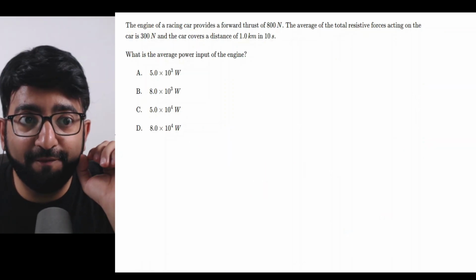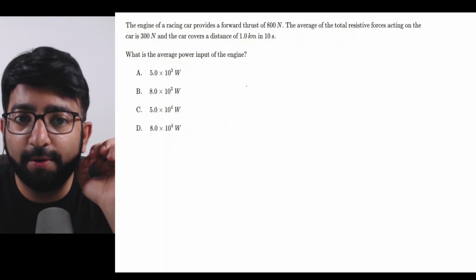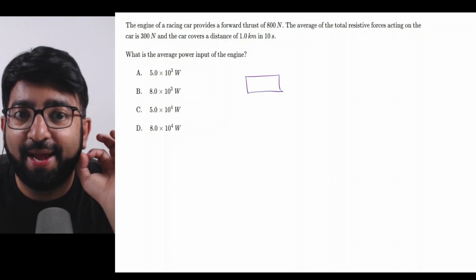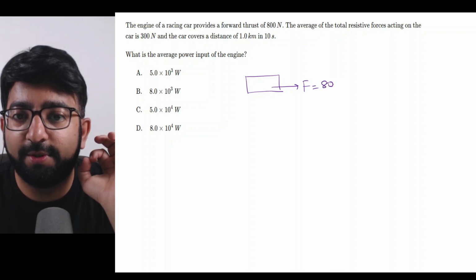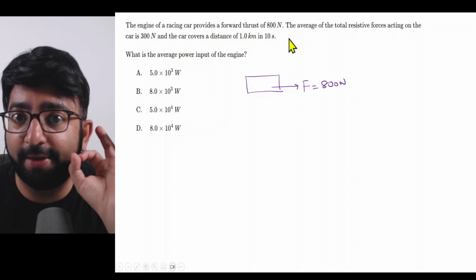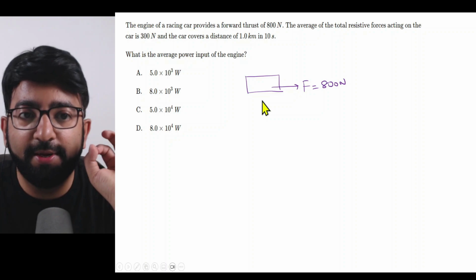Okay, so in this question, we have an engine of a racing car which is providing a forward thrust of 800 newtons. So let's draw a diagram. Consider this is the car and the engine is providing a forward force of 800 newtons. Now it is mentioned that there are resistive forces present in this case. So the average of the total resistive forces acting on this car is 300 newtons.